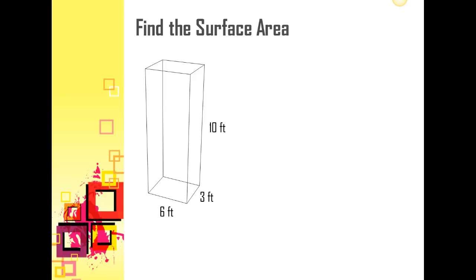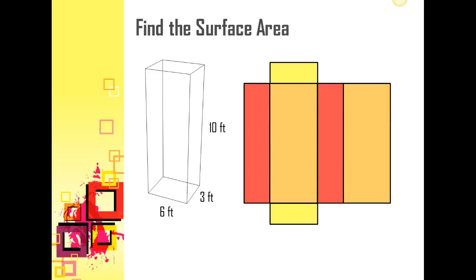One way to find the surface area is to draw a net of the figure. Then you can transfer the dimensions from the rectangular prism to the net to calculate the area. Let's start by finding the area of the top and bottom of our figure. Both have dimensions of 6 feet by 3 feet. We can transfer these measurements to our net and calculate the area. 6 times 3 is 18, so both the top and bottom have an area of 18 feet squared.